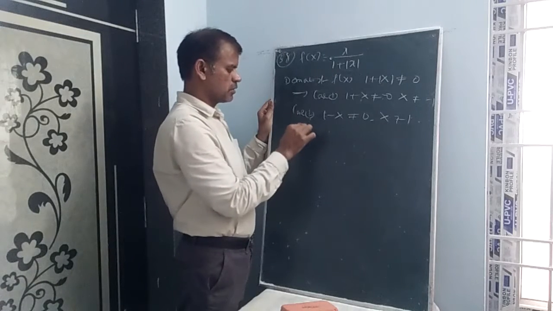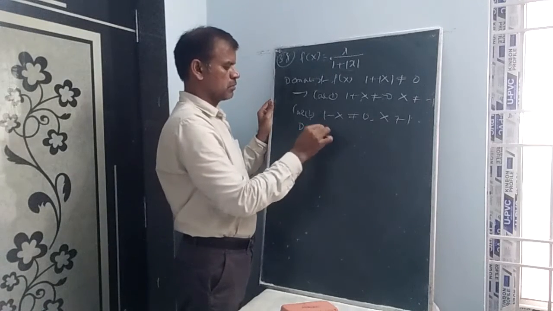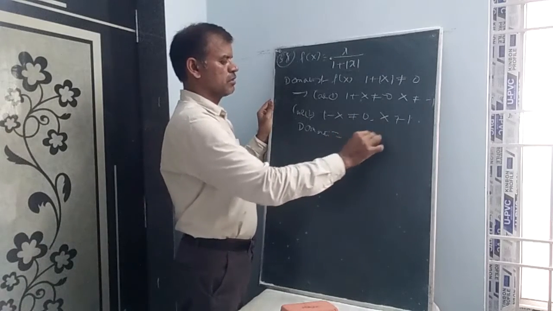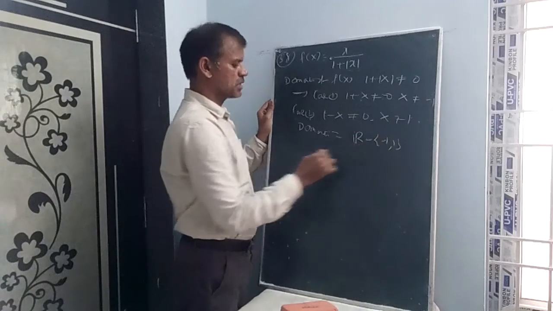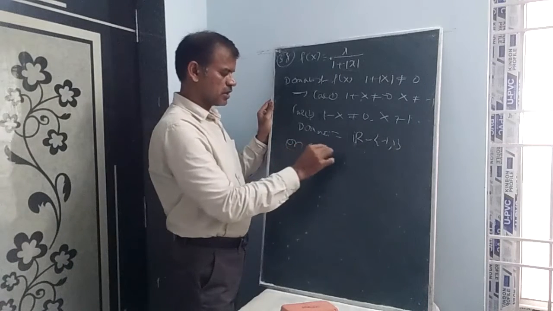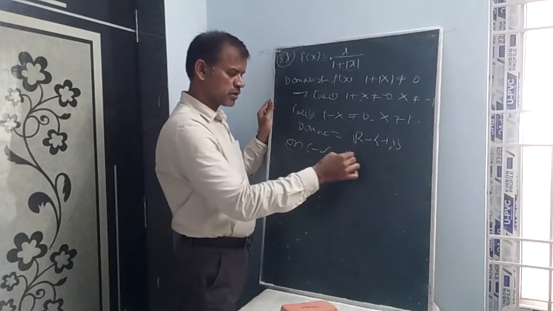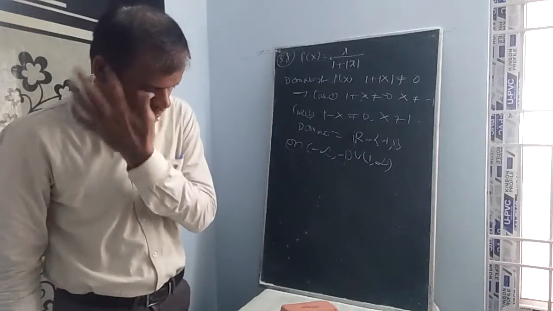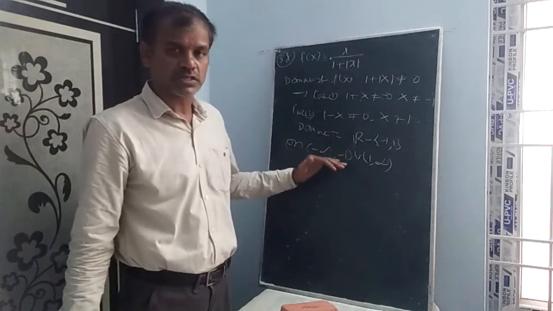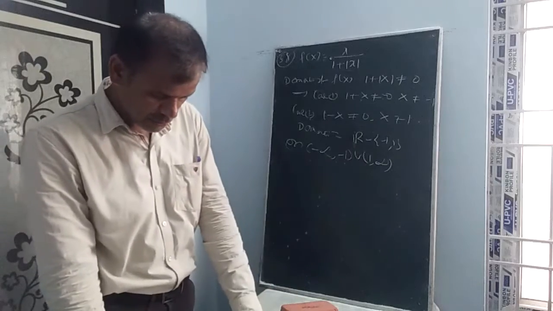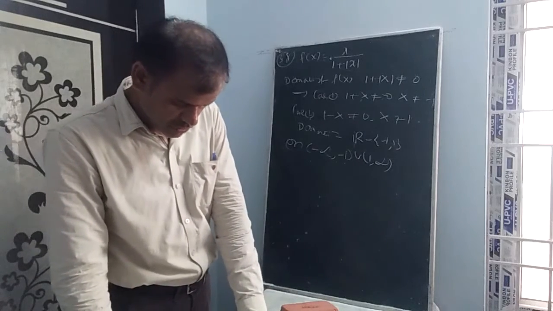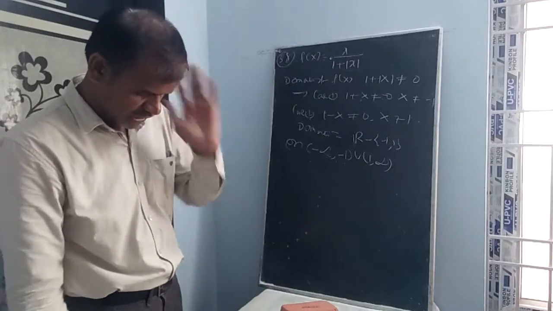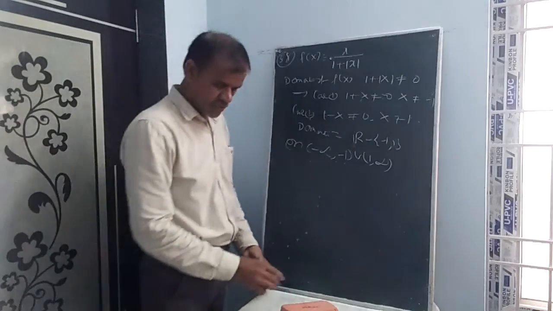So domain equal to R minus the set minus 1 comma 1, or you can write minus infinity comma minus 1 union 1 comma infinity. It is asking about the set of points in which it is differentiable. Second option. Dear students, in the 38 question, the third option is wrong; it is a print mistake. Second option is right. Now 37th question.